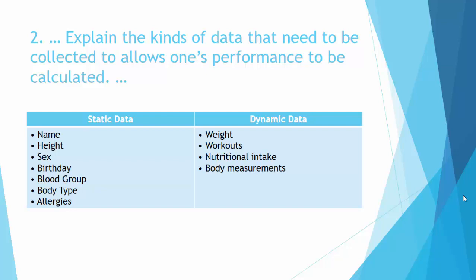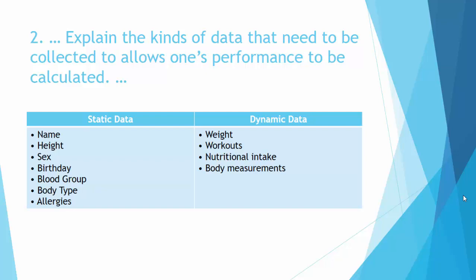Now, we have 2 kinds of data, static data and dynamic data, with static data being defined as data that does not change after being recorded. It's a fixed data set. And dynamic data being data that may change after it's been recorded and has to be continually updated. Now, as you can see from the list, static data, what we'll be looking at would be name, height, sex, birthday, blood group, body type, and allergies. Whilst under dynamic data, we have weight, kinds of workouts he'll be taking, nutritional intake, and body measurements.